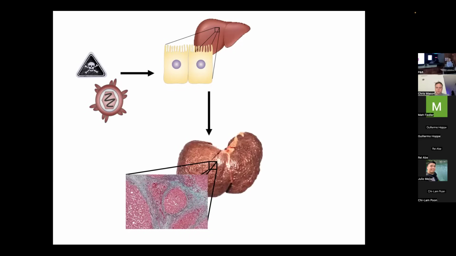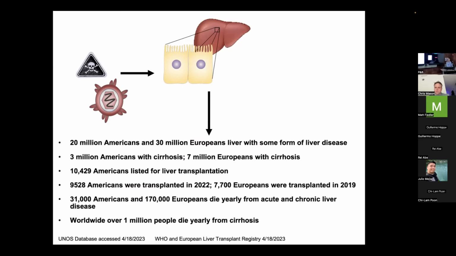Due to the architectural, structural, molecular, cellular changes that occur in chronic liver disease, this causes a lot of morbidity and mortality globally. In the United States, about 20 million Americans live with some form of liver disease. It's actually higher in Europe, about 30 million Europeans. 3 million Americans have this end-stage process of liver disease known as cirrhosis. About 7 million Europeans have this end process. I should have updated these numbers, but the numbers would be about the same. It's around 10,000 currently listed, and 9,500 were transplanted last year.